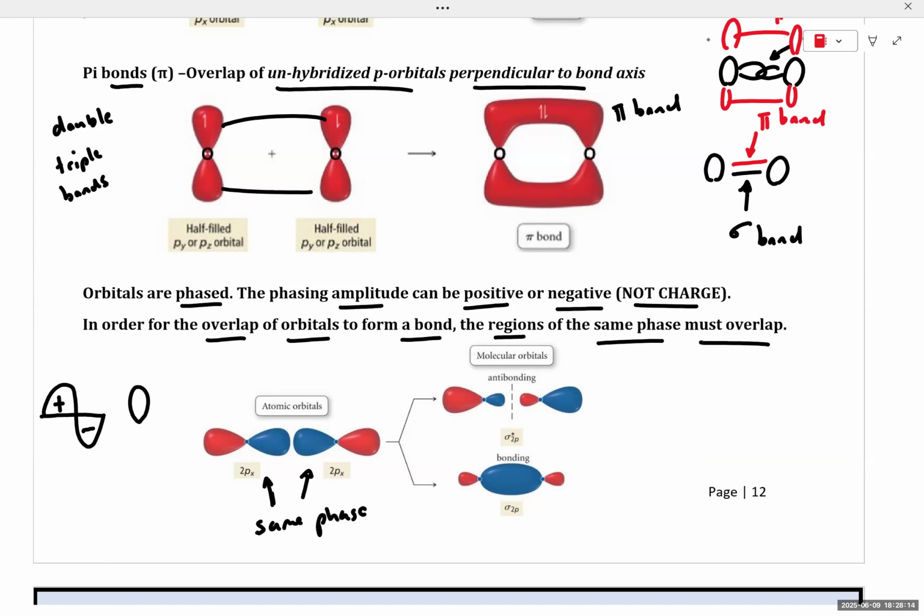This is why I told you earlier on to shade the p orbitals when you draw them to note the fact that they are phased. It has a region of positive and negative amplitude. And to form a bond, we overlap regions of the same phase. This is known as a bonding molecular orbital.